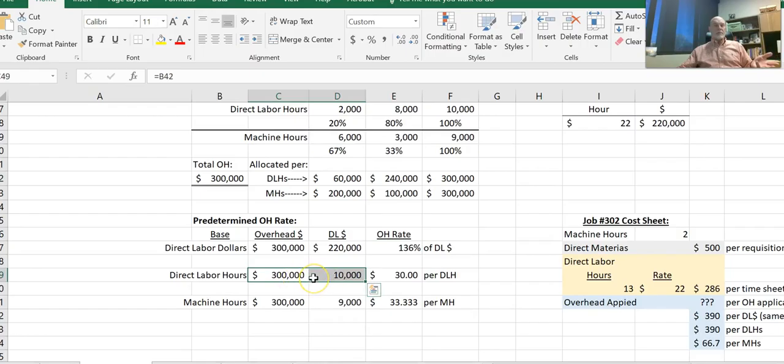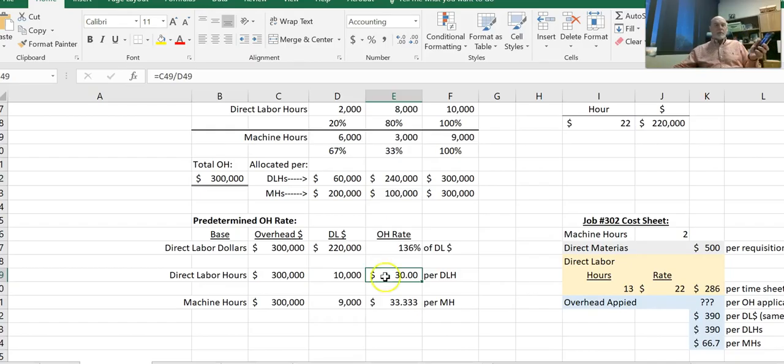Or if you were assigning overhead based on direct labor hours, if let's say we had 10,000 direct labor hours, well, that'd be $30 of overhead per labor hour. So if we were working half an hour on this iPhone, it would get $15, half of that overhead rate.